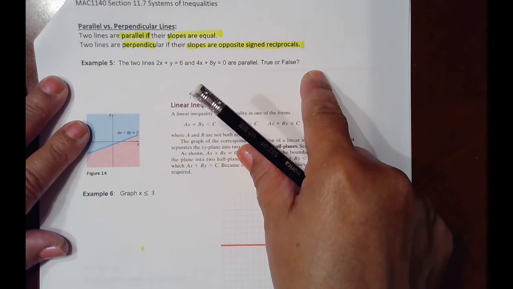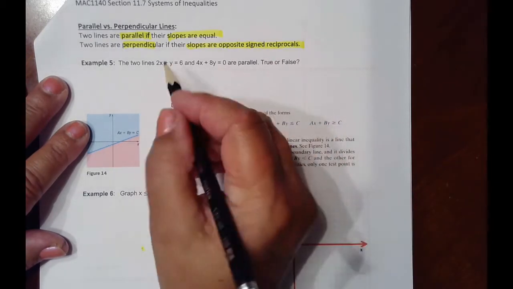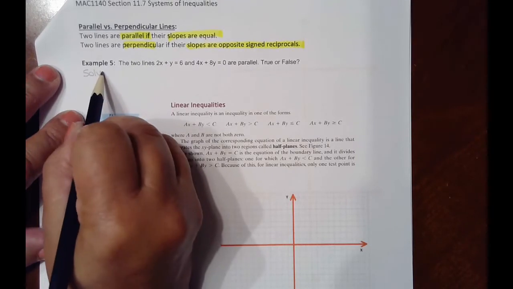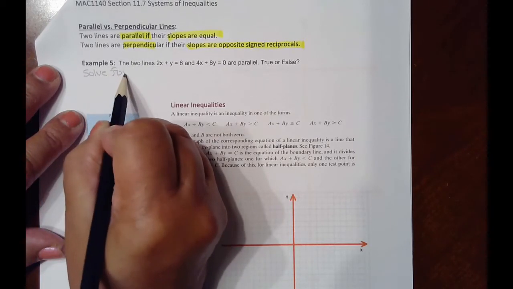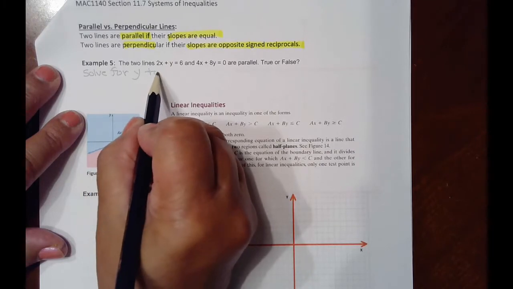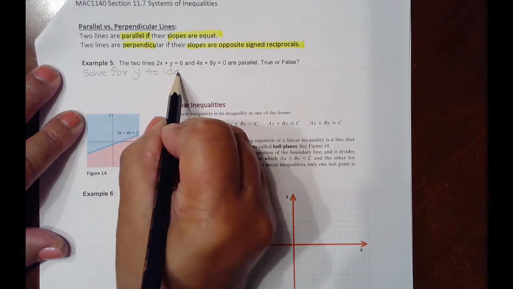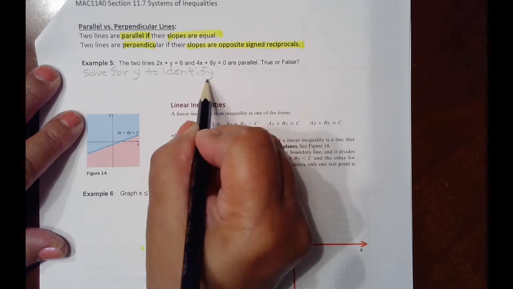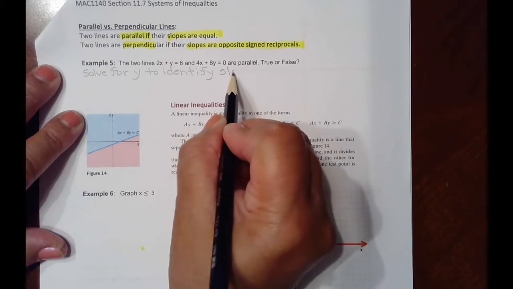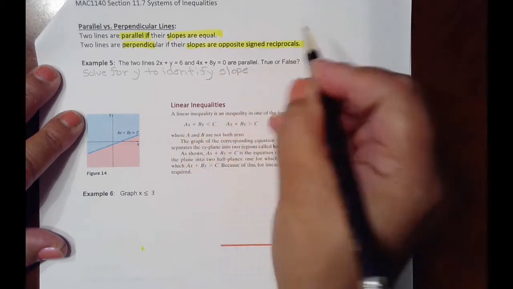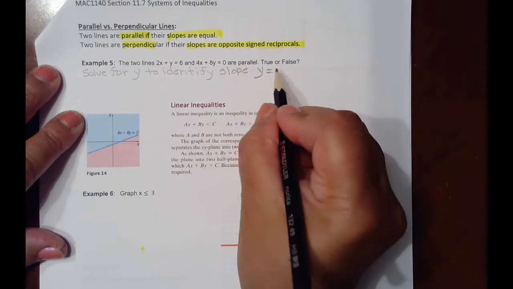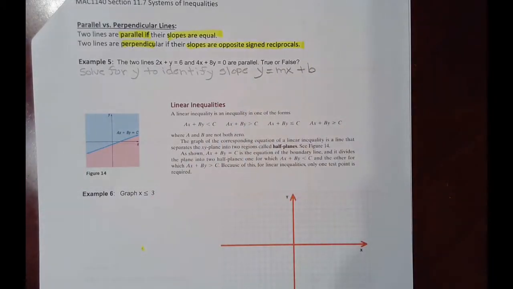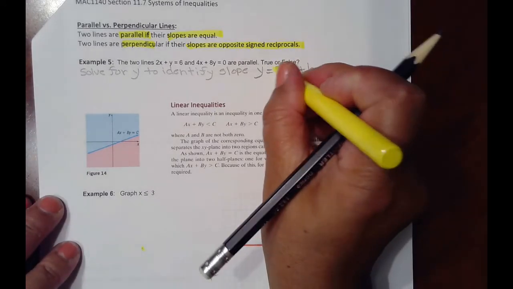Well, you have to identify what the slope is. Solving for y will allow you to identify the slope. Solve for y to identify the slope. When you solve for y, you are putting it in slope-intercept form. And putting it in slope-intercept form like this allows you to identify the slope. The slope will just be the coefficient of x right there.